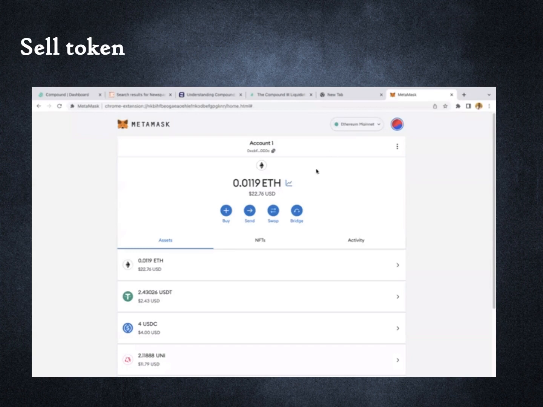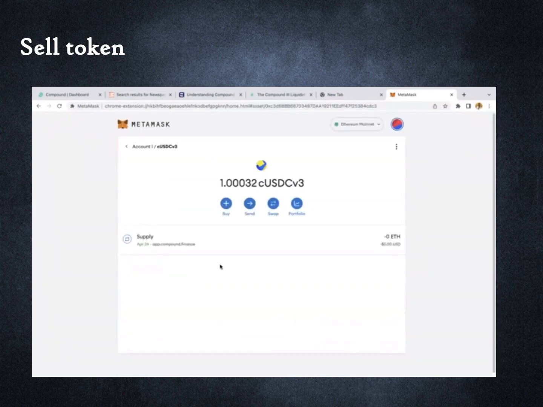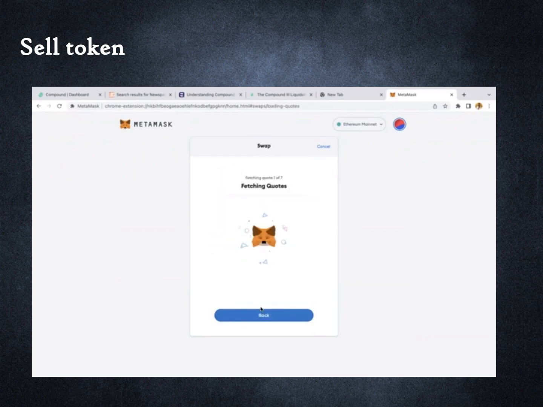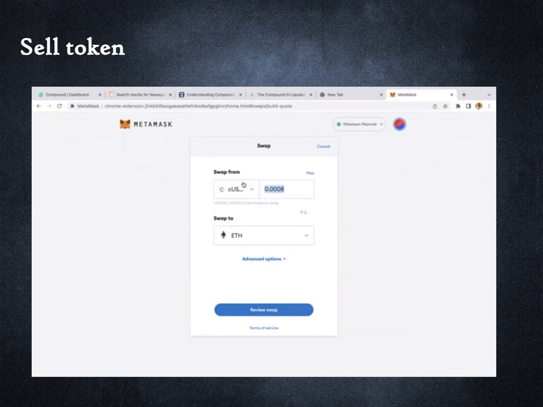I will now go to my MetaMask wallet and try to sell the CUSDC token. MetaMask does not let you sell for fiat currency, but you can swap with another token. I select the C token and hit swap. I enter a small amount of the CUSDC token that I hold and try to swap for another token. In this case, I choose Ether as the target token. I see that there are no open buy orders on the exchange and my quote is unfulfilled. Next, I will try with a larger amount of CUSDC.